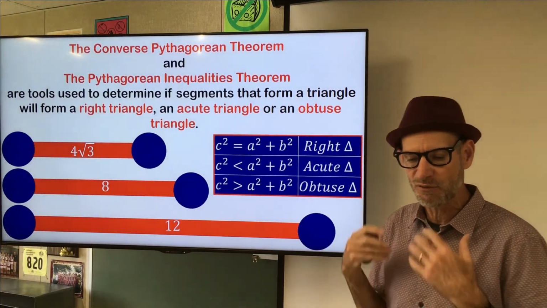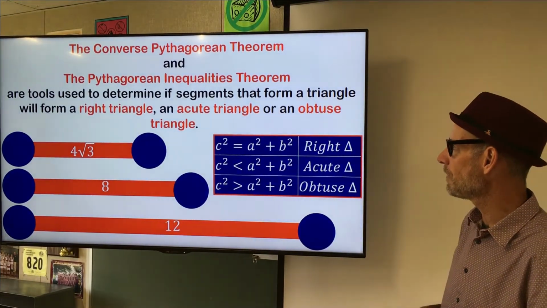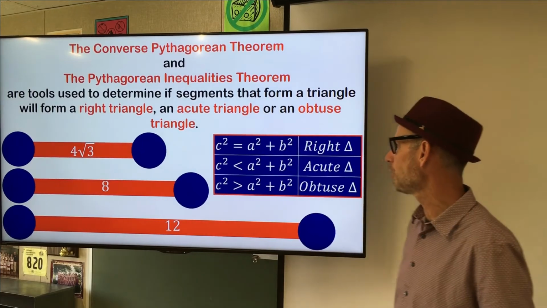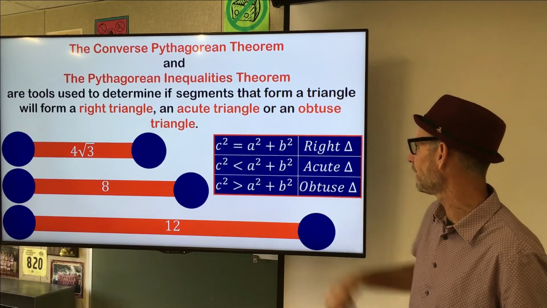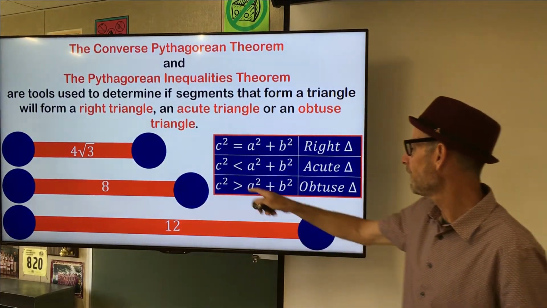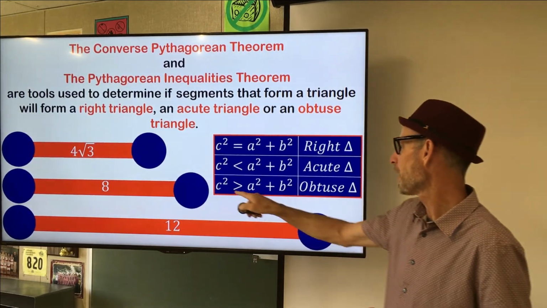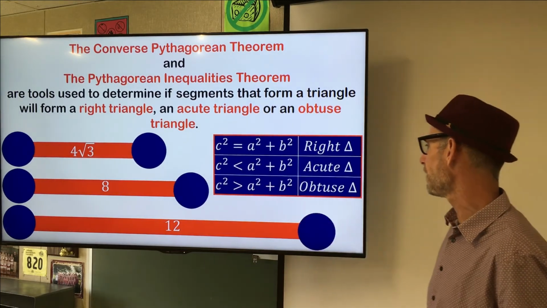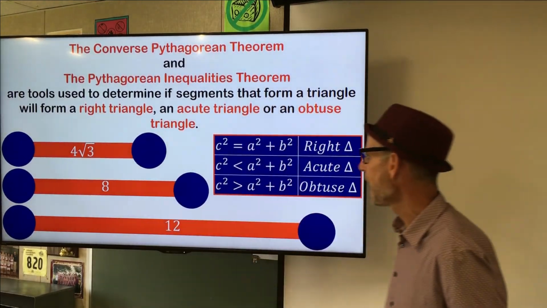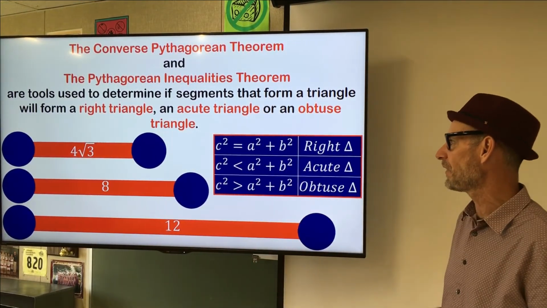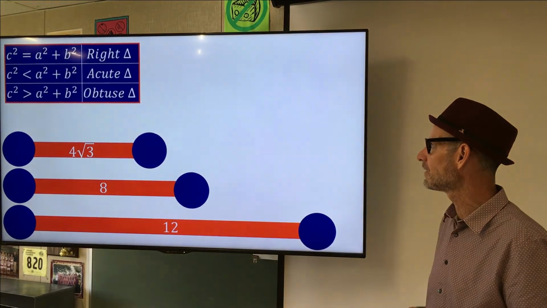But if you know that your segments form a triangle, then this table right here tells you how to determine whether it's a right, acute, or obtuse triangle. So if the c squared, or the hypotenuse squared, is equal to the sum of the legs squared, it'll be a right triangle. If the hypotenuse squared is less than the sum of the legs squared, it will be an acute triangle. And if the hypotenuse squared is greater than the sum of the legs squared, it will be an obtuse triangle. So if we take these three line segments and put their lengths into the Pythagorean theorem, we'll be able to determine what type of triangle can be formed by those line segments.